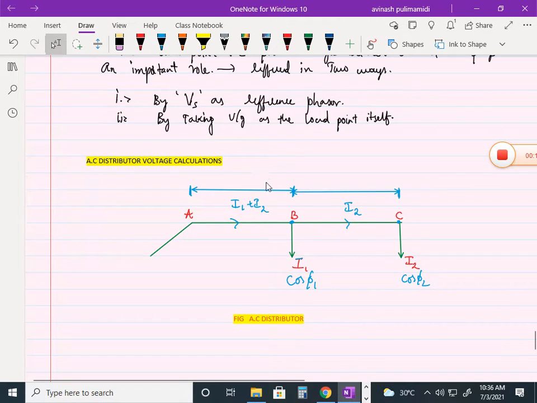Okay. Here the length of the conductor in this section AB is L1, and in this section BC is L2. Then here we will be finding generally the resistance calculations.